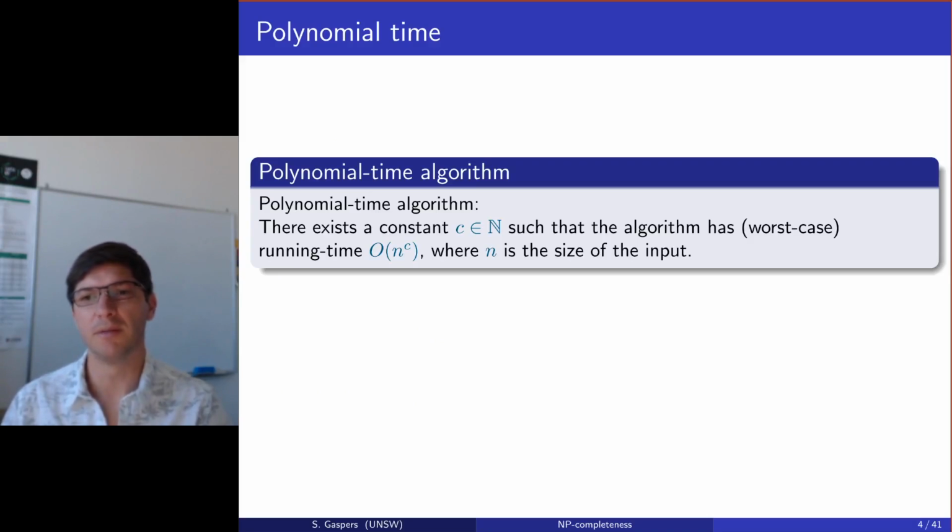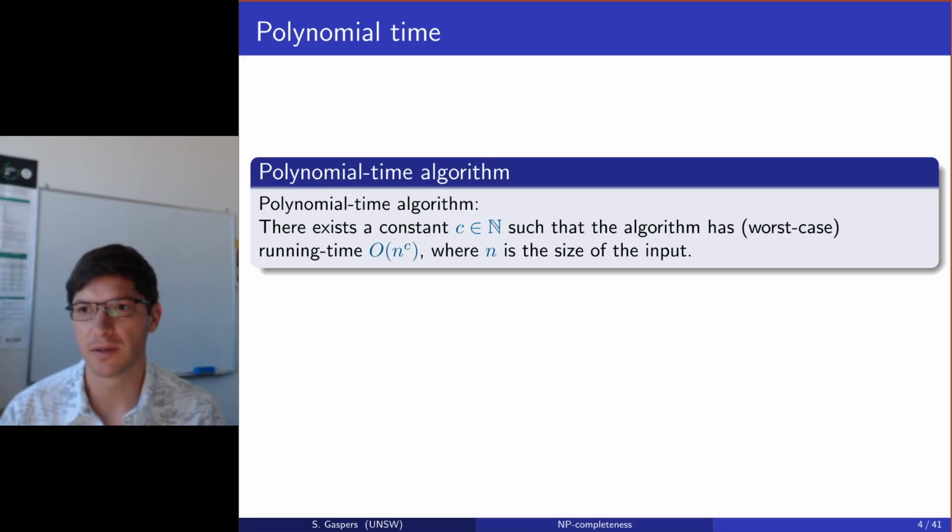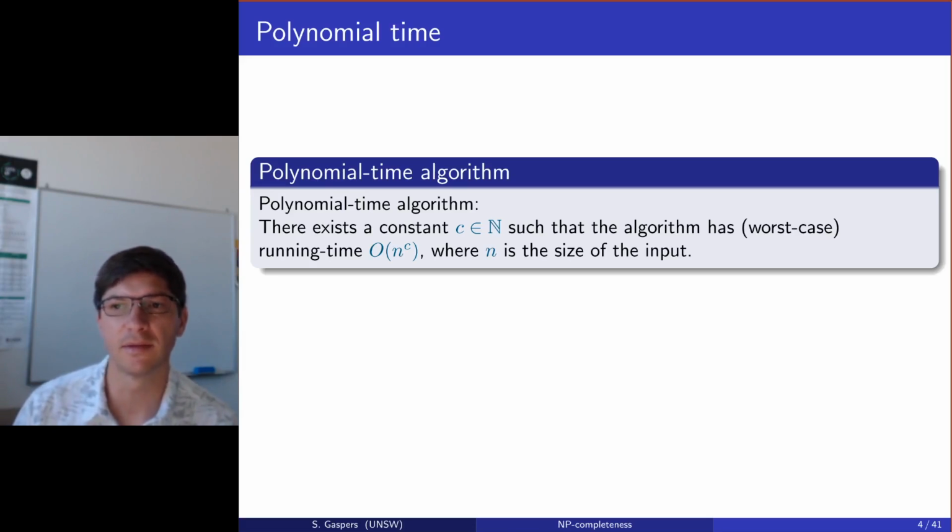Let's start from the very basics. So what is a polynomial time algorithm? We say that an algorithm has polynomial running time if there exists a constant c such that the worst case running time of the algorithm is of the order n to the power c, where n is the size of the input.